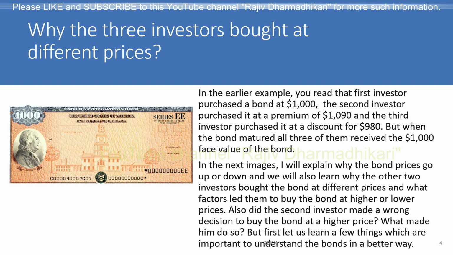In the next images, I will explain why the bond prices go up or down, and we will also learn why the other two investors bought the bond at different prices and what factors led them to buy the bond at higher or lower prices. Also, did the second investor make a wrong decision to buy the bond at a higher price? What made him do so? But first let us learn a few things which are important to understand the bonds in a better way.